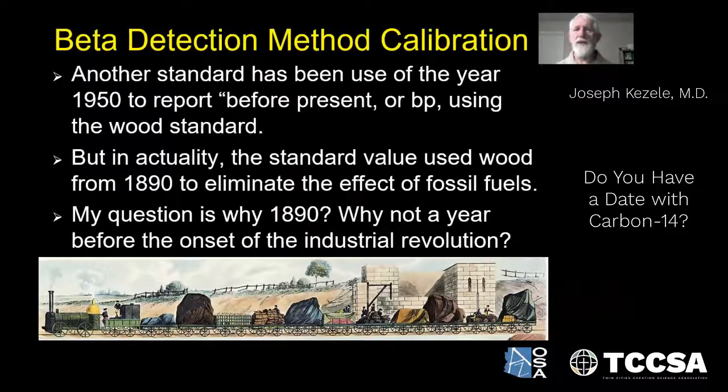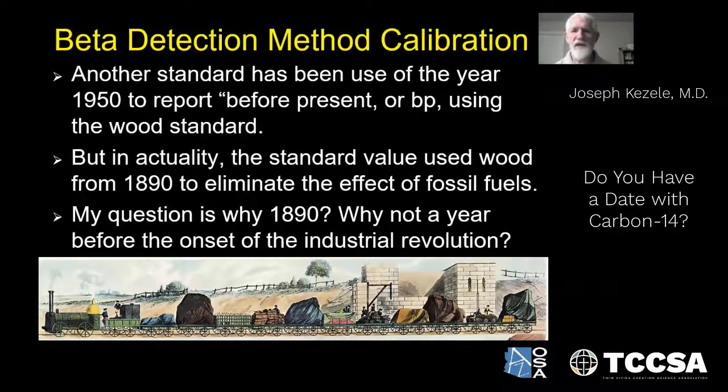But what I don't really understand is they selected wood from 1890. And the reason I don't understand that is they say to eliminate the effect of fossil fuels, you know, burning coal and oil and things for industrial activity. And my question is, why 1890?